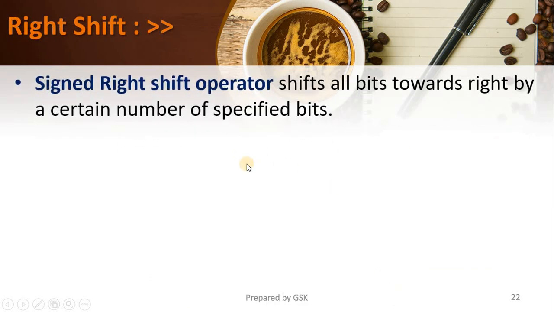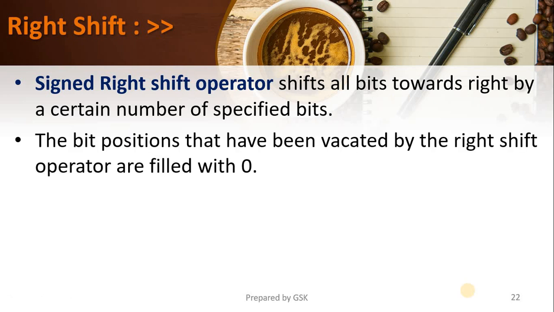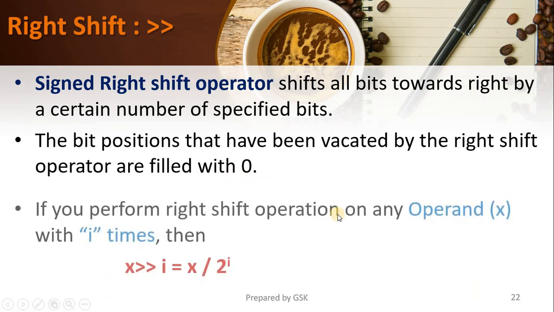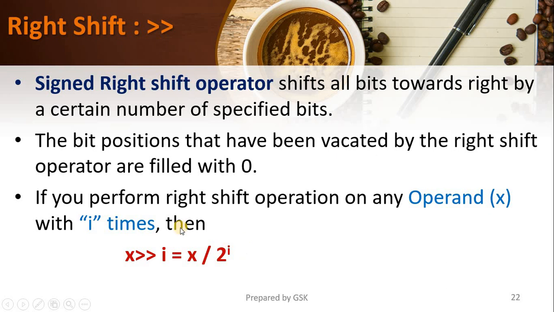Right shift operator, or you can say signed right shift operator. It shifts all bits towards the right by a certain number of specified bits. The bit positions that have been vacated by the right shift operator are filled with 0. The formula for the right shift operator is: x is an operand, right shift by i number of bits, x divided by 2 power i.